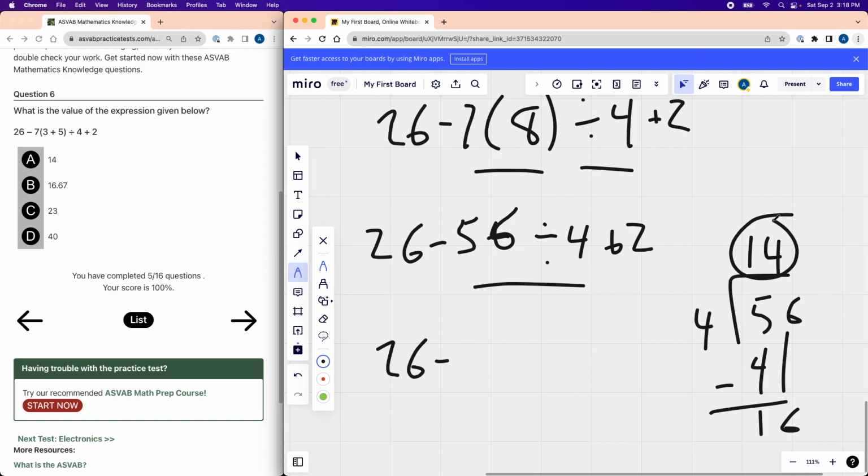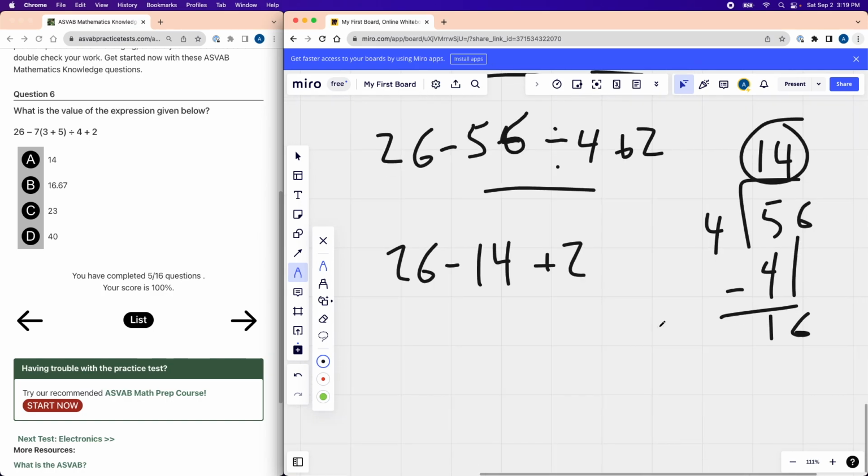So 26 minus 14, and then we add that 2. All right, and now just go from left to right here. So 26 minus 14, that's going to give us 12, and then plus our 2, that's going to give us a final answer of 14.